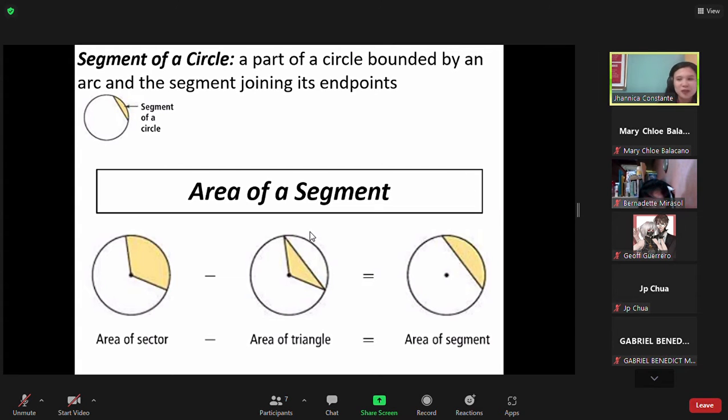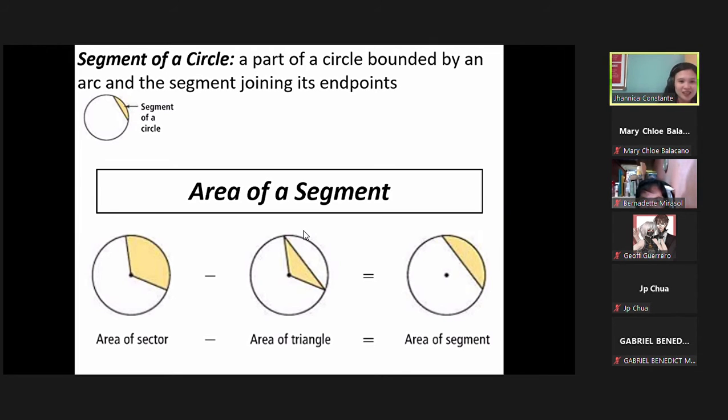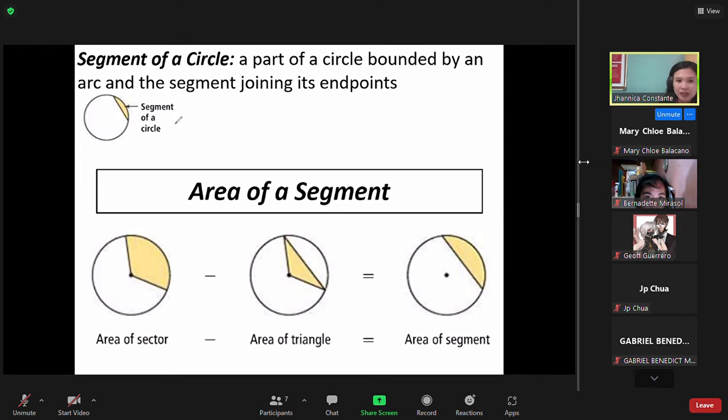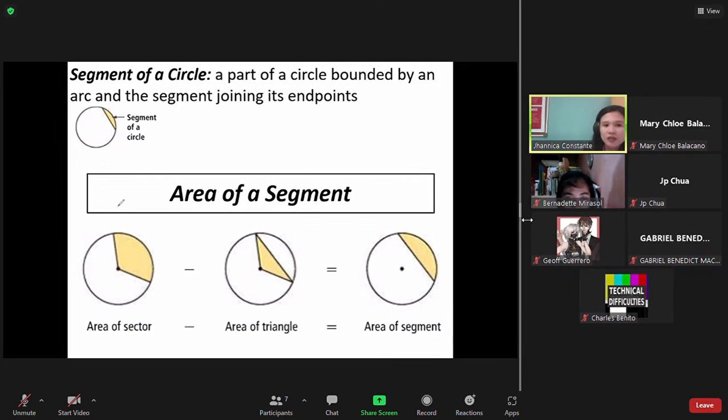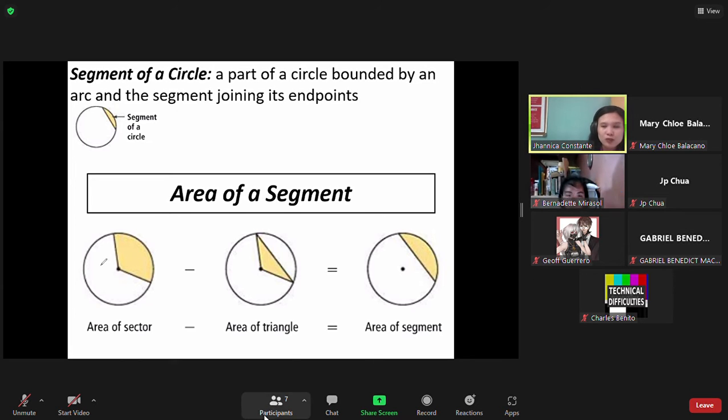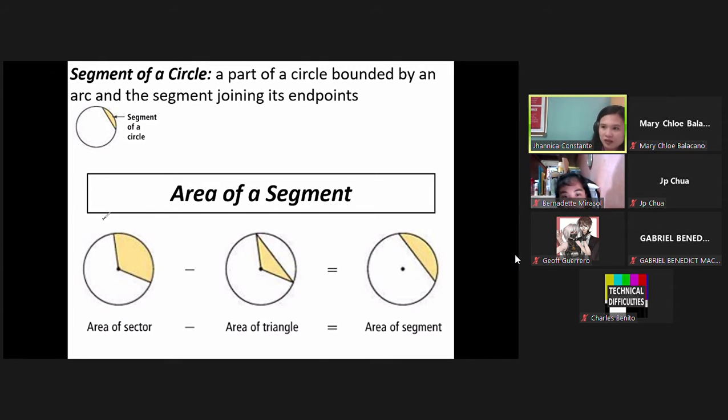A circle. And we have the formula for the area of a segment, which is the area of a sector minus the area of a triangle. If you still remember, we have two formulas for the area of a sector. But when finding the area of the segment, the formula we're going to use for the area of the sector is r squared, or radius squared times the angle divided by 2, minus the area of a triangle.